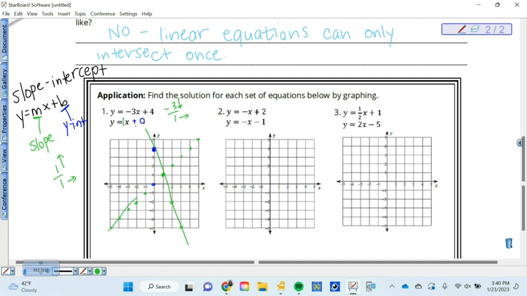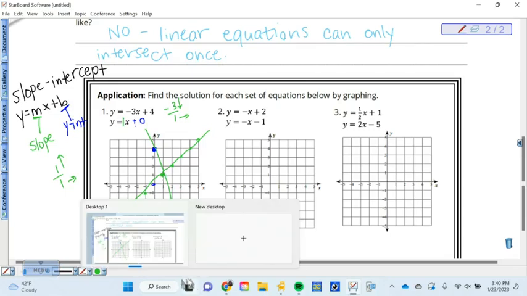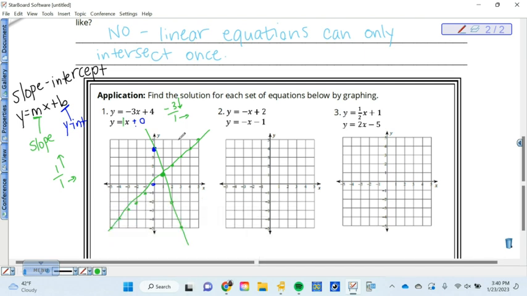And now I have 2 lines. And is that it? Am I done? No, you find the solution. Yeah, where is the solution? Where the 2 lines intersect. So what is that point where the 2 lines intersect in this example? 1, 1. So you give me an ordered pair for the solution.